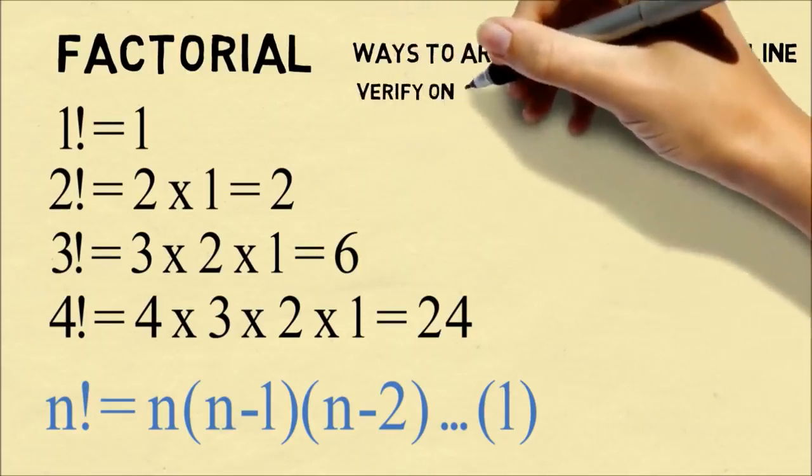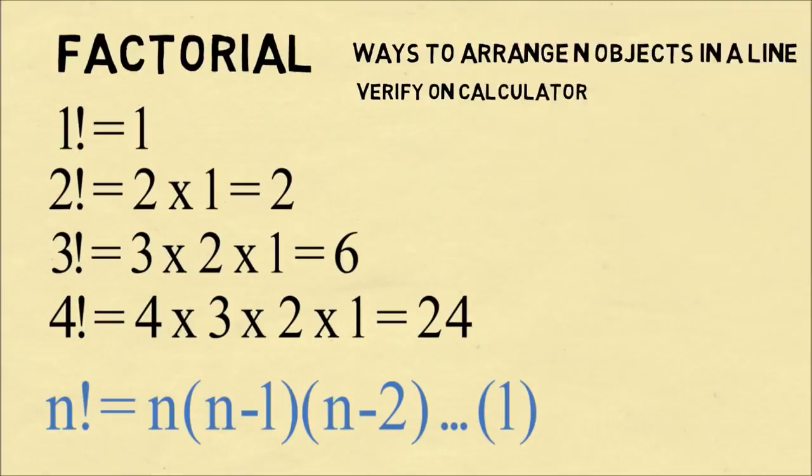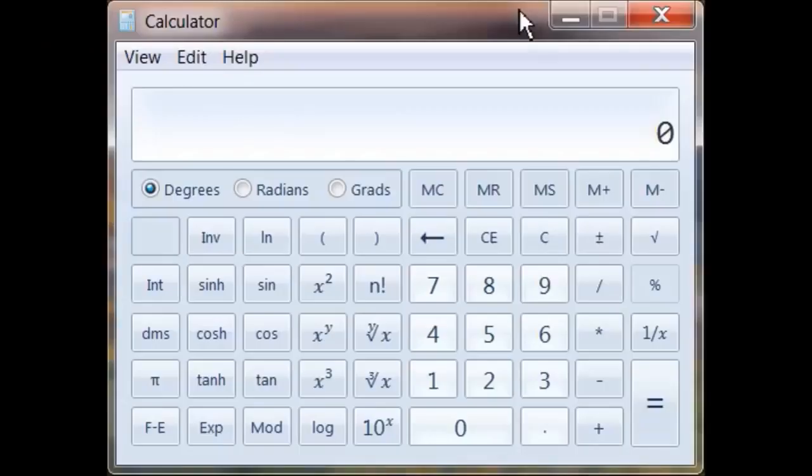So let's play around with the calculator and verify some of these calculations. We'll start out by trying 1 factorial. We'll press 1 and then the factorial to get an answer of 1. We'll then do 2 factorial, that's equal to 2. 3 factorial is equal to 6. And 4 factorial is equal to 24. So everything is as we expected.